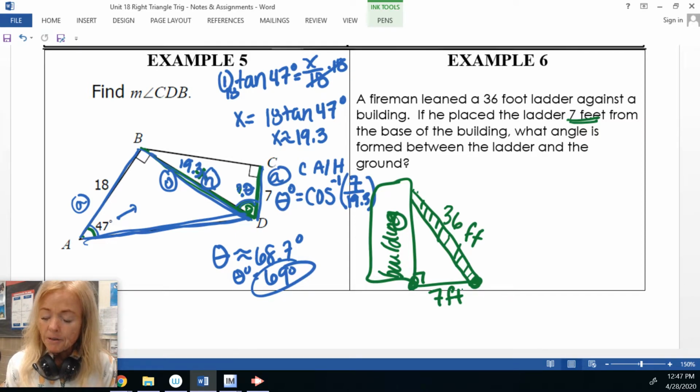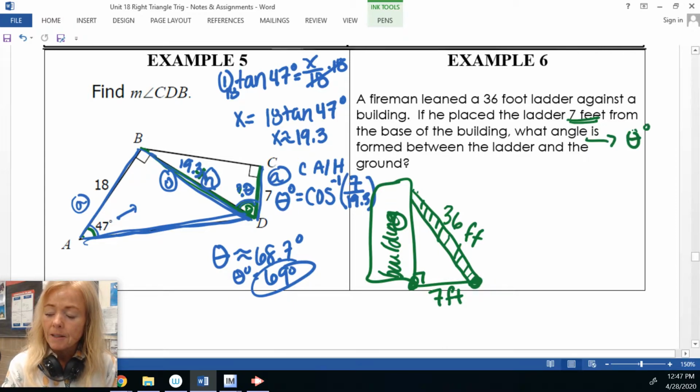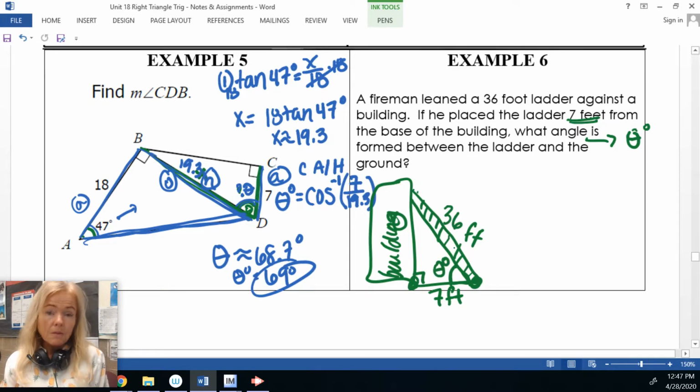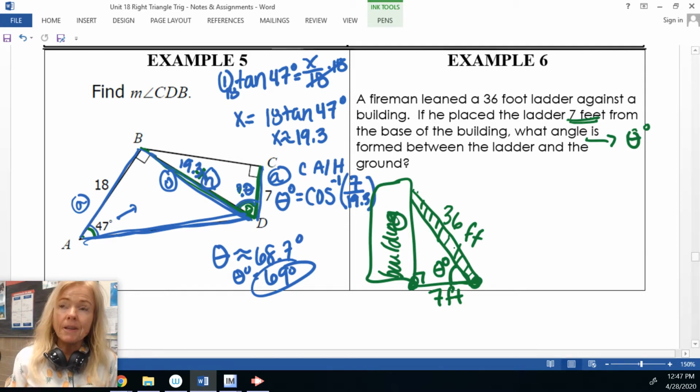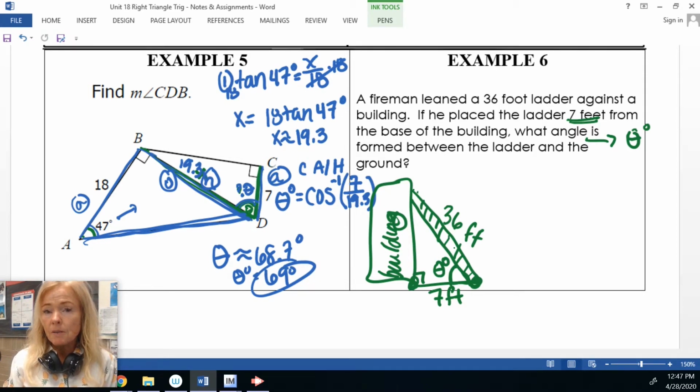So we're looking at an angle. We need a theta. Remember, for angles, we use thetas, theta degrees. What angle is formed between the ladder and the ground? So the ladder's here, the ground's here. That's this angle right there between the ladder and the ground, theta degrees. Okay, so again, it's very important that you are able to set up this picture or draw a diagram of it so that you know which sides are related and where the angle is.